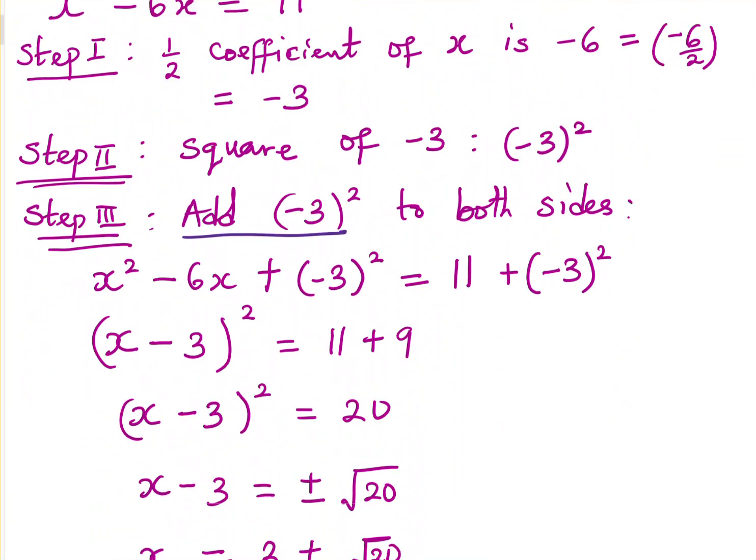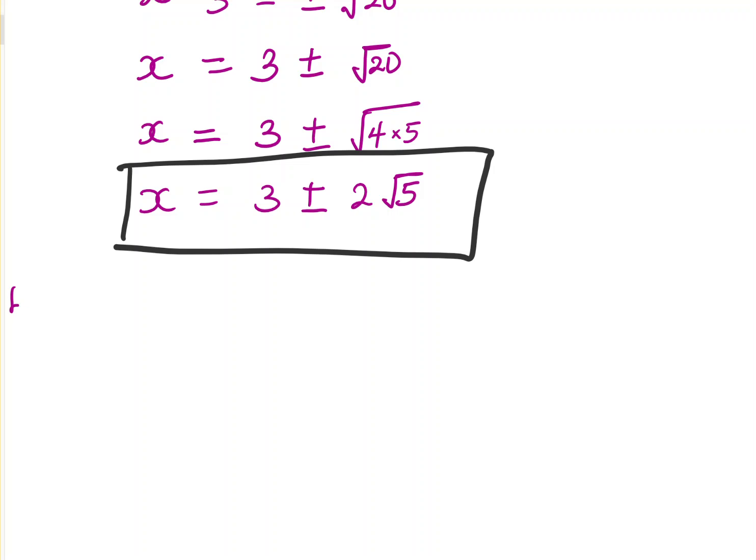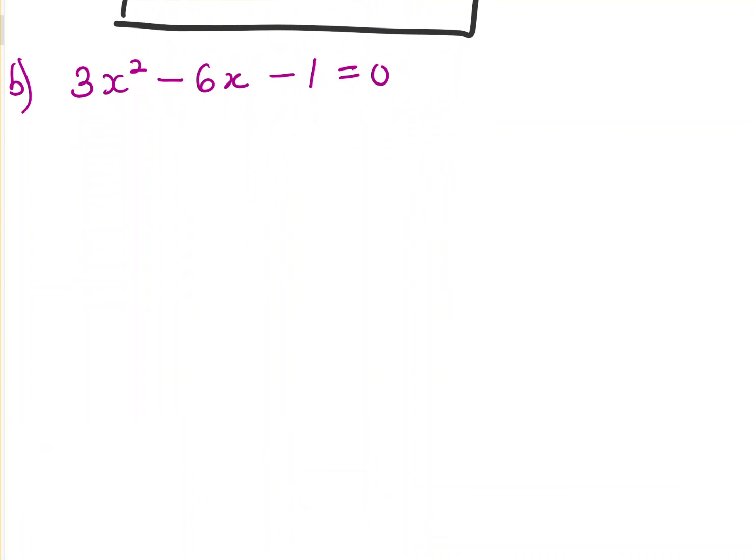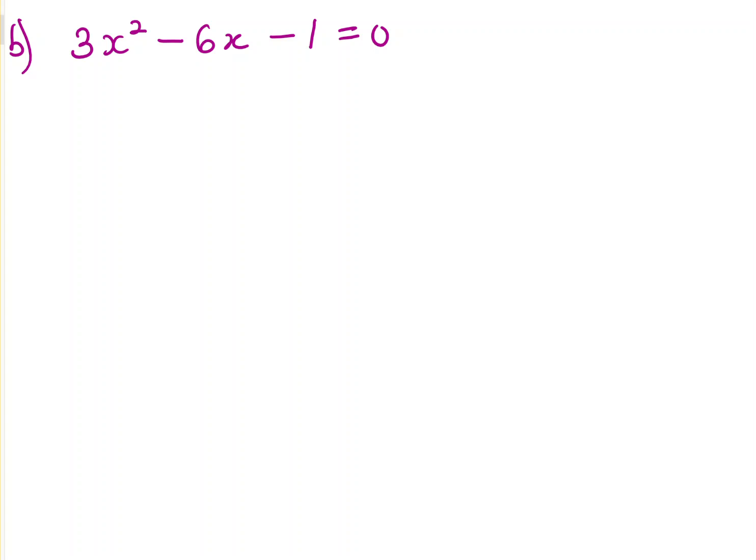So the second question, B, the second problem, we have 3x squared minus 6x minus 1 equals 0. So the first thing we need to do again is to ensure that the coefficient of x squared is 1. However, in this situation, the coefficient is 3. So what can we do to ensure that the coefficient is 1? Well, we can divide through by 3.